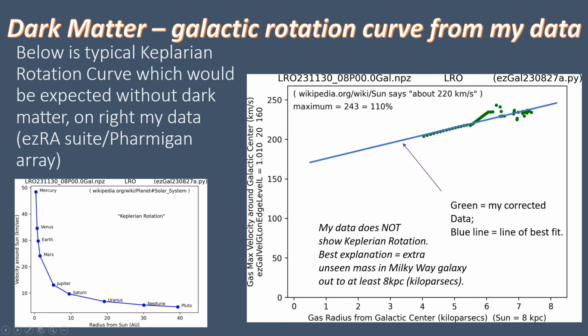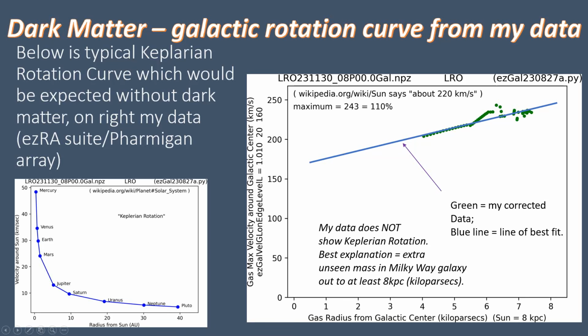But on the right-hand side, it's from my data from my radio telescope, and I'm very proud of this. So this is in kiloparsecs. A parsec is what, 3 point something light years. So from 4 kiloparsecs, 4,000 parsecs, out to about 8,000 parsecs, which is where the Sun is, we can't go any further because the Sun's there. And you can see that my graph shows something much more akin to a flat line than the Keplerian rotation on the left-hand side. So that's the smoking gun for dark matter, or whatever else you think is the explanation.